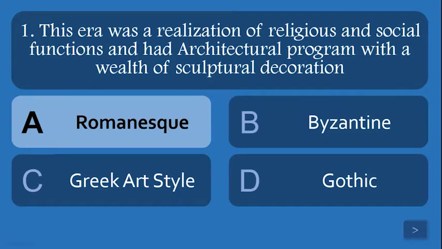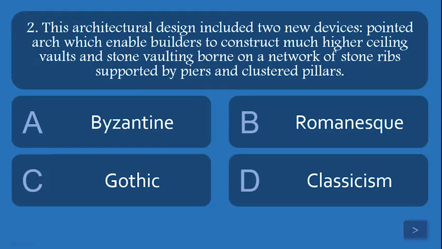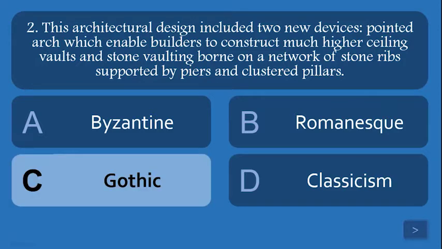Romanesque. Number 2. This architectural design included two new devices: pointed arch, which enabled builders to construct much higher ceiling vaults, and stone vaulting borne on a network of stone ribs supported by piers and clustered pillars. A. Byzantine, B. Romanesque, C. Gothic, D. Classicism. The correct answer is C.